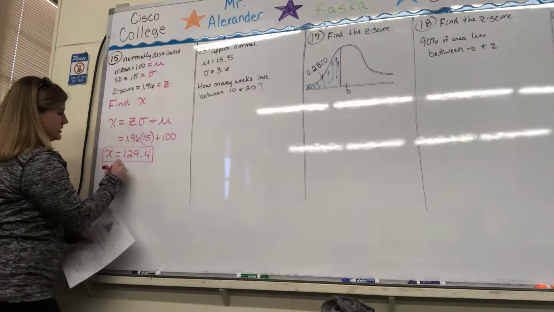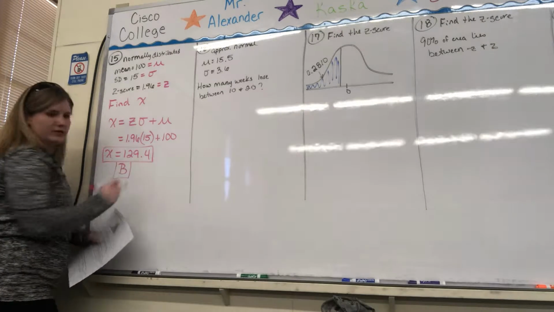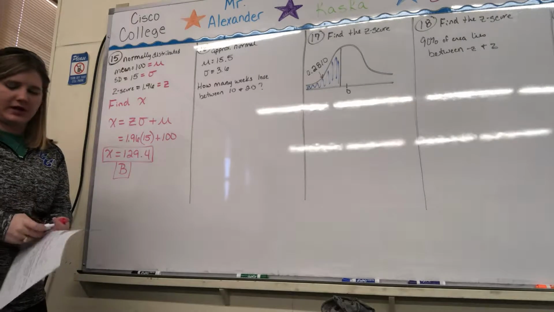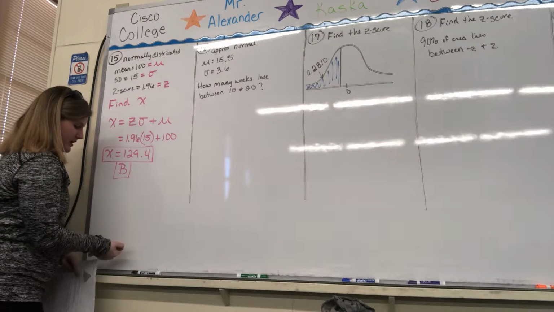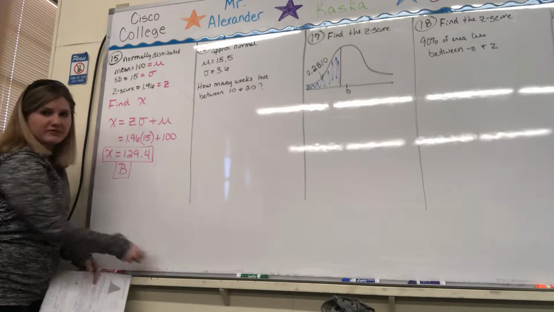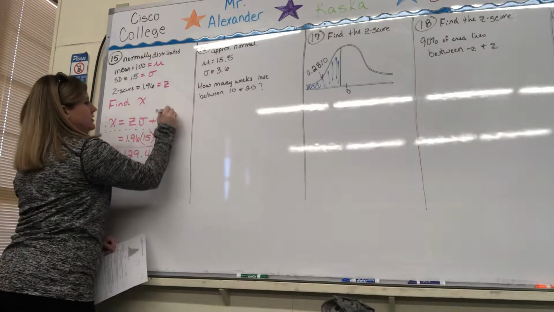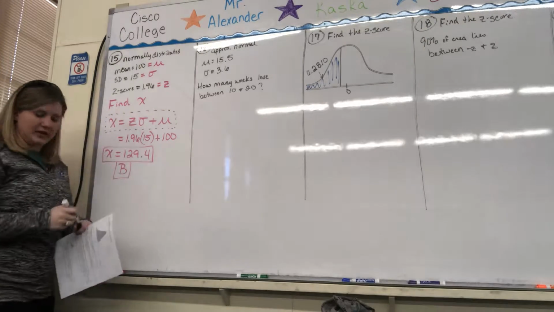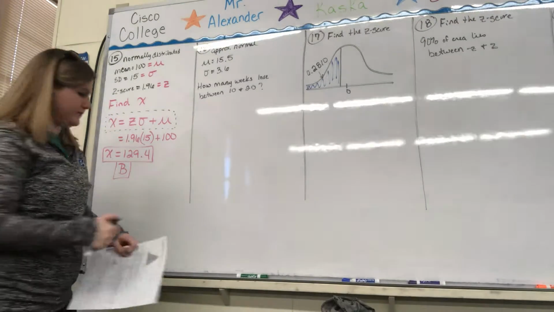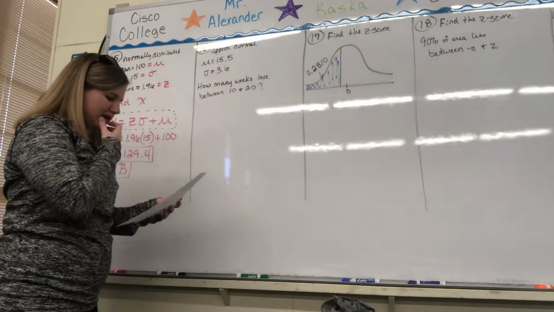So it looks like that is answer choice B. Okay, so another formula right there. It should, again, be provided for you, but it doesn't hurt to know that formula and the formula to calculate the z-score. Okay, next one, number 16.